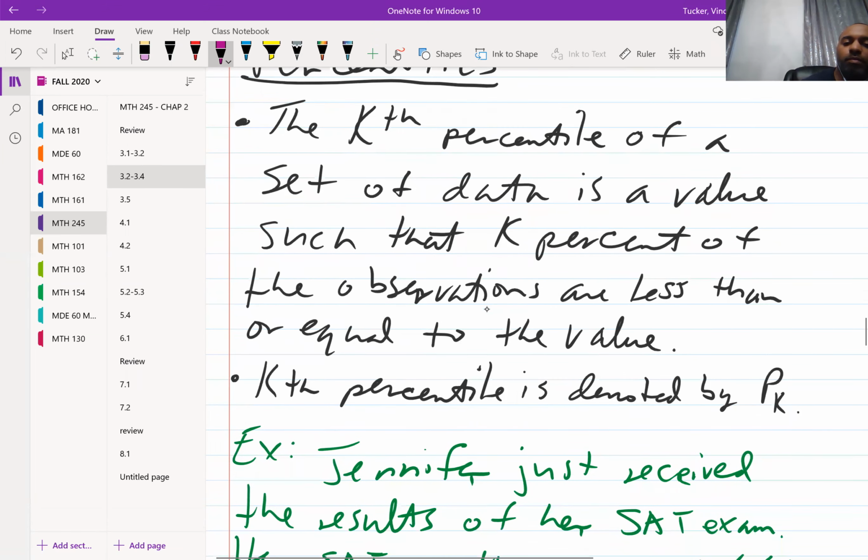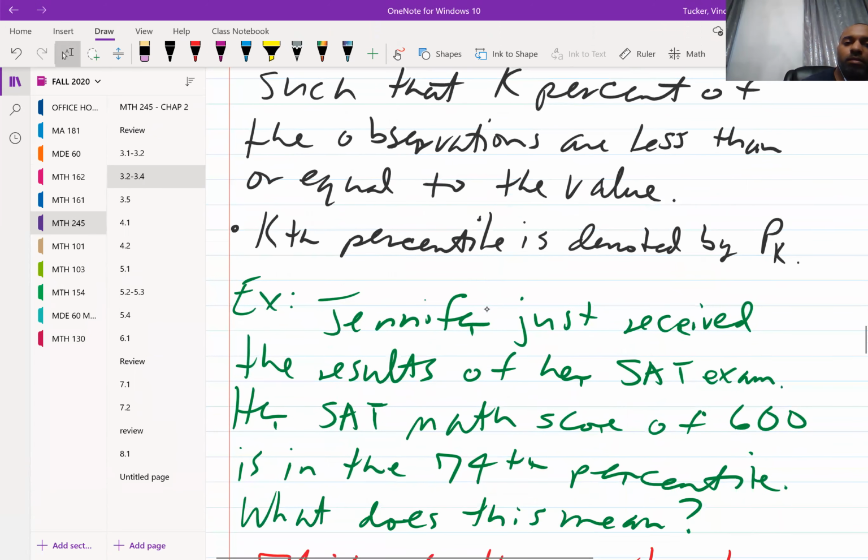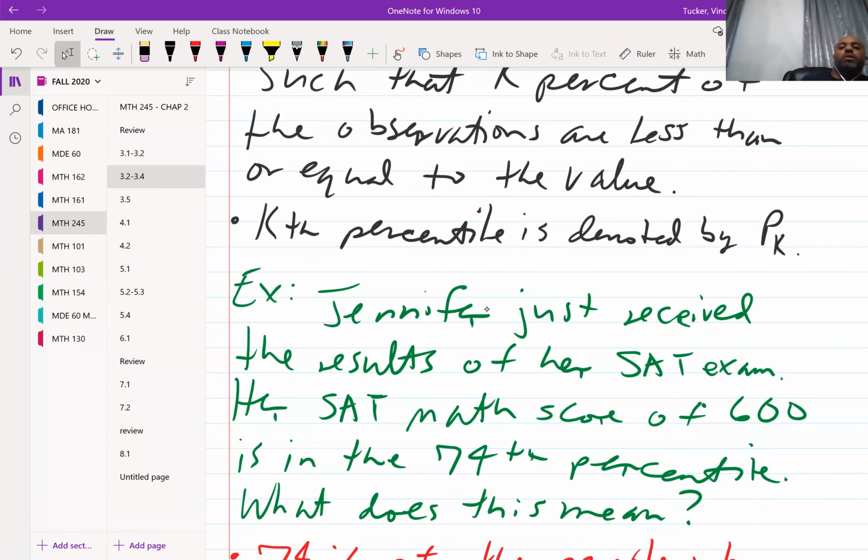All right. So Jennifer just received the results of her SAT exam. Her SAT math score of 600 is in the 74th percentile. What does this mean? So give you a chance to write it.